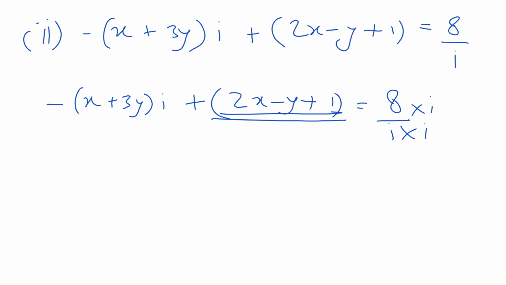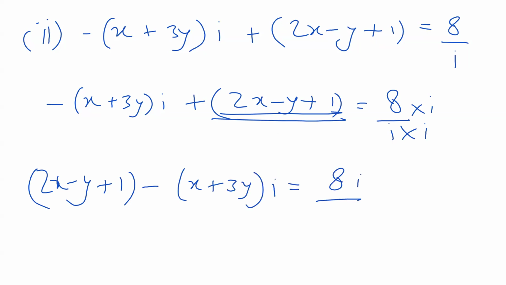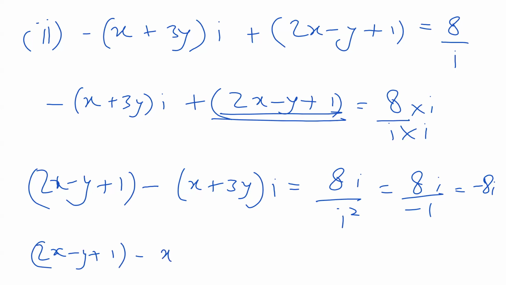Now see, this is the real part. There is no i over here. So I'll write it first: 2x minus y plus 1 minus x plus 3y i is equal to 8i upon i square. Now this is i square, which is minus 1. So this is minus 8i. So 2x minus y plus 1 minus x plus 3y i is equal to 0 minus 8i.